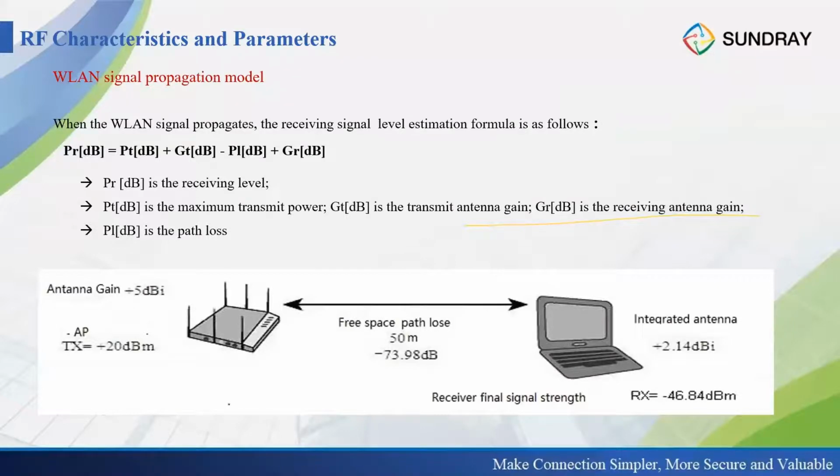Next one is the WLAN signal propagation mode. Here we need to analyze this mode, and later we'll calculate the loss during the transmission. The power received by our devices is the transmit power plus the gain from the antenna, minus the path loss, and also plus the gain from the receiver's antenna.